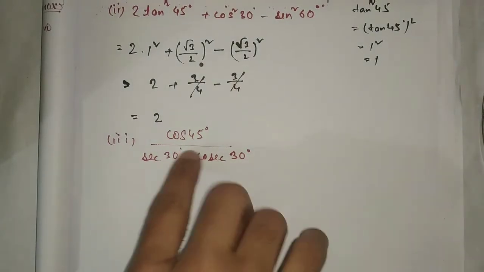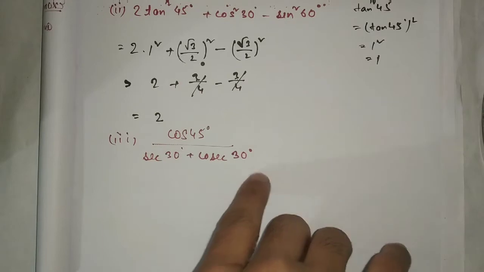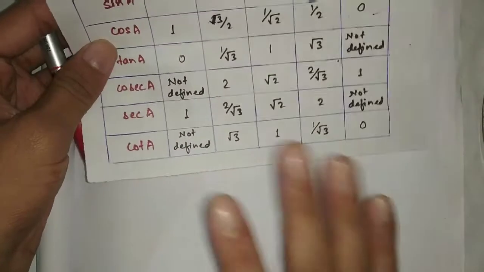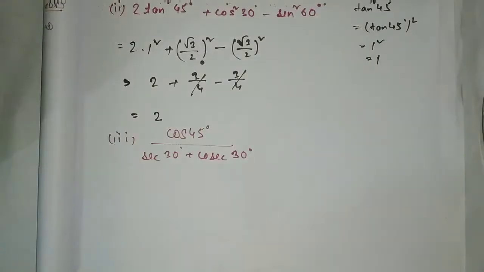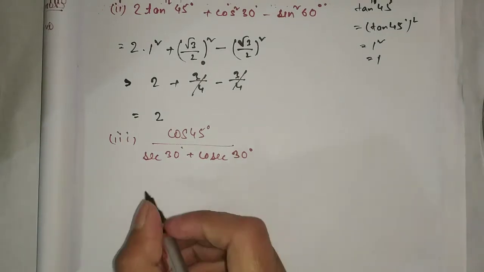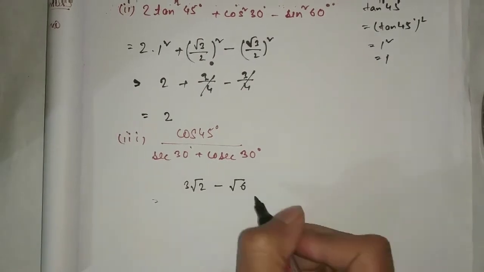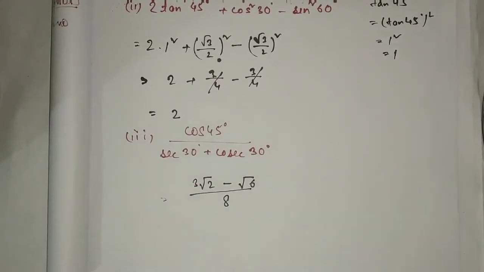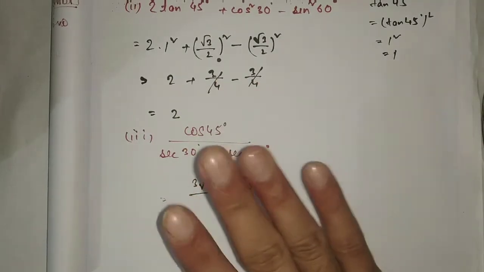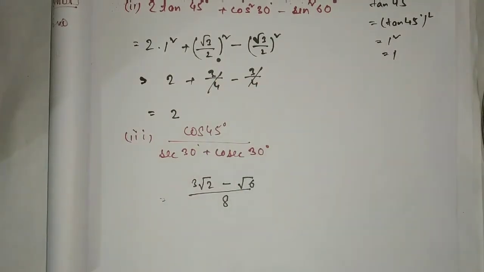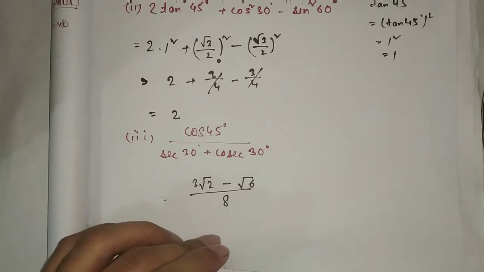Now the next question is cos 45 divided by sec 30 plus cosec 30. This is also the same. All you need to do is put in the values from this table and solve. On solving this question you will find that you get the answer 3 root 2 minus root 6 divided by 8. I give you this particular problem to solve as a home task, and if you still find any difficulty in solving it, you can write in our comment section. I'm going to solve just the next problem.